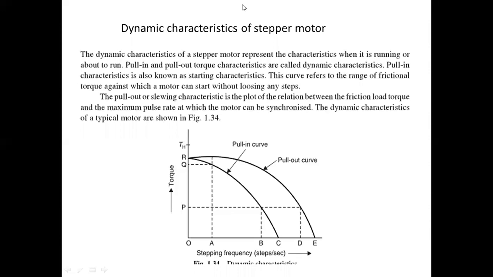Here, the dynamic characteristics of a stepper motor consist of the pull-in and pull-out torque characteristics, when it is running or about to run. Pull-in characteristics is also called the starting characteristics. This curve refers to the range of frictional torque against which a motor can start without losing any steps. This is the curve up to point C.